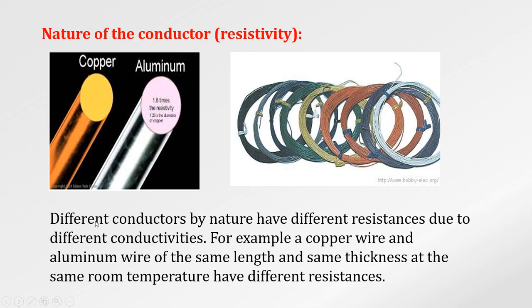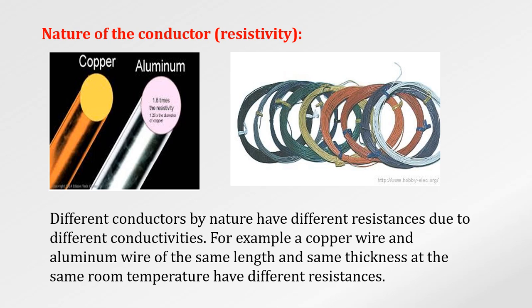So here we can say different conductors by nature have different resistances due to their different conductivities. For example, a copper wire and an aluminium wire of the same length and same thickness, even if they are at the same room temperature, will have different resistances. So the only factor now affecting that is their nature. By nature, what they are composed of will make them have different resistances. So those are the factors that affect the resistance of a wire.